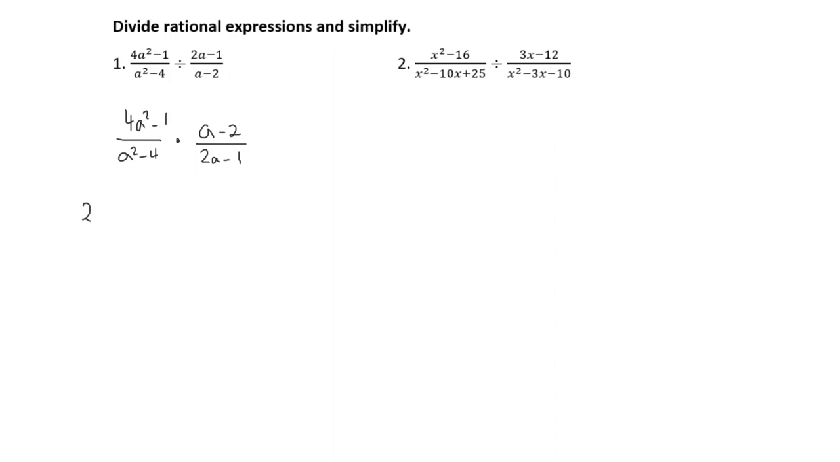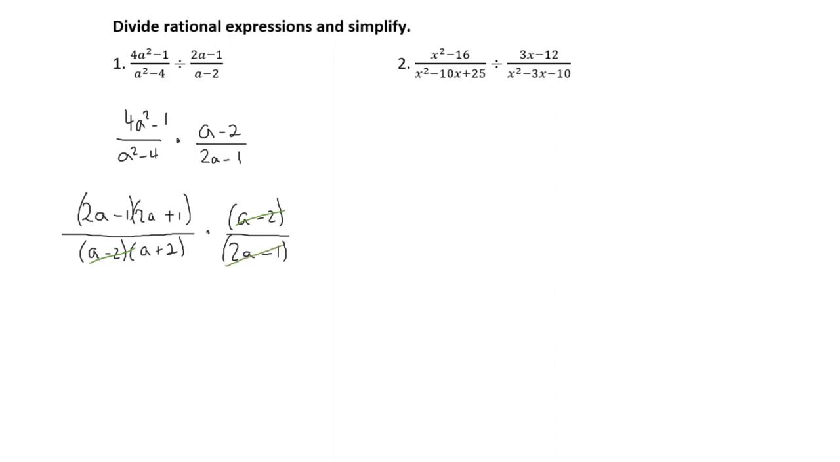So we have a difference of squares on top, so that's 2a minus 1, 2a plus 1. On bottom, difference of squares as well. It's a minus 2, a plus 2, times a minus 2 on top, and 2a minus 1 on bottom. And we can see that this a minus 2 will cancel, 2a minus 1 cancels as well. And so now we have 2a plus 1 on top, and a plus 2 on bottom.